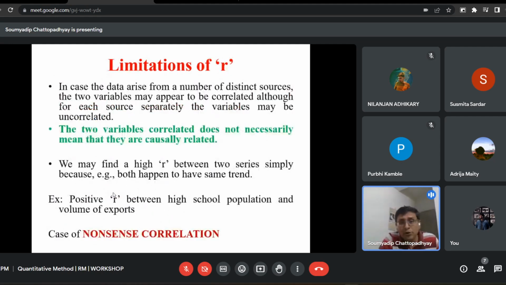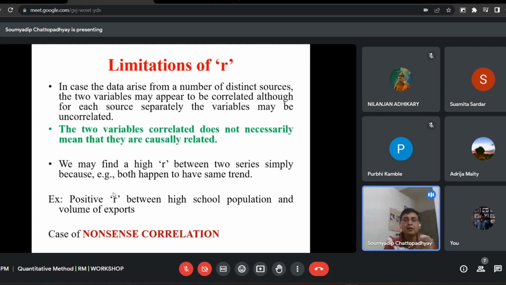And another important aspect is that the two variables being correlated does not necessarily mean that they are causally related. Why? Because suppose you have data on, say, high school population and the volume of exports. Now obviously, one can easily understand that there is no relation between the high school population and the volume of exports. Okay, because exports are related to the country's economic condition, and high school population is basically related to, say, educational aspects.